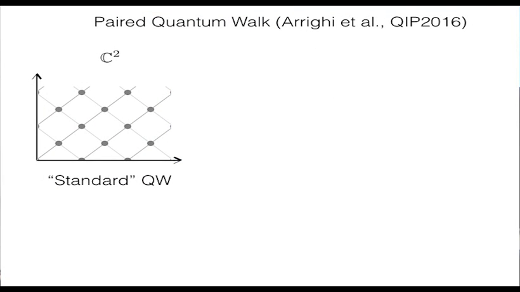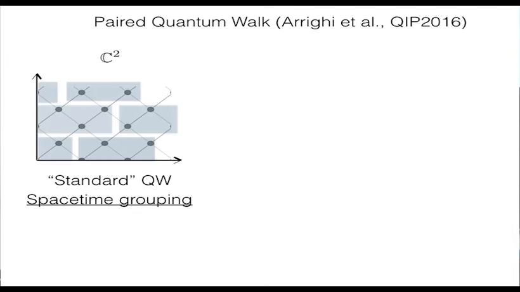Now, let me review, in just a couple of slides, the other model, the paired quantum walk, introduced in 2016 by Pablo and Stefano Facchini and Marcello Fauré. We come back to our space-time network. Here time and here space. Each vertex represents the local unitaries that I can tune.